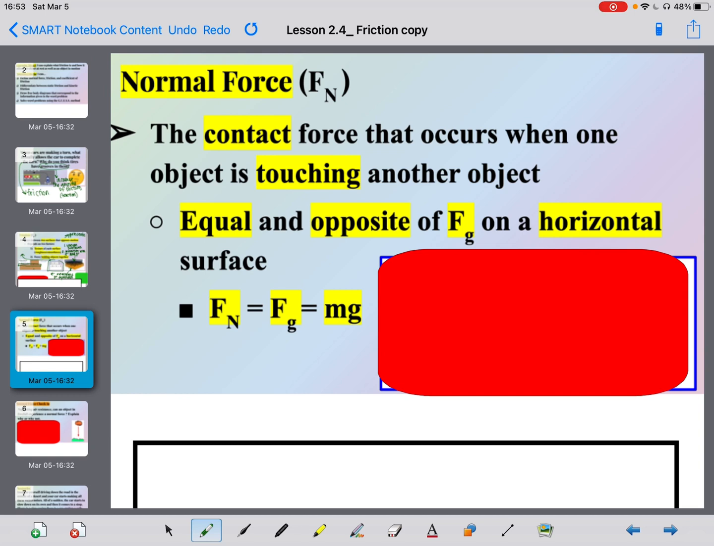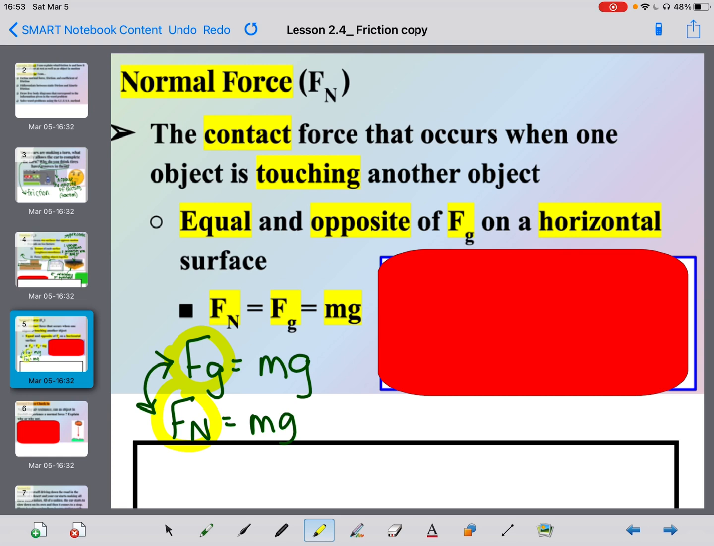So just as this says Fn equals Fg equals mg, I can also write it as Fg equals mg and as Fn equals mg, because we're saying that these two guys, Fg and Fn, are in fact equal to each other. So it doesn't really matter who is set to what, okay? This whole thing is all the same. They're all equal to each other, all right?